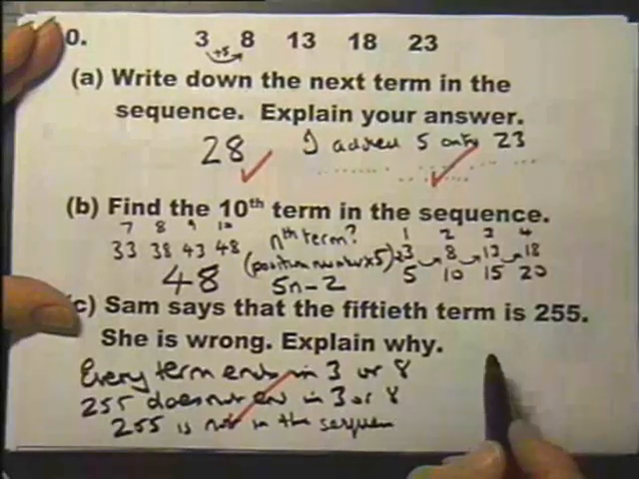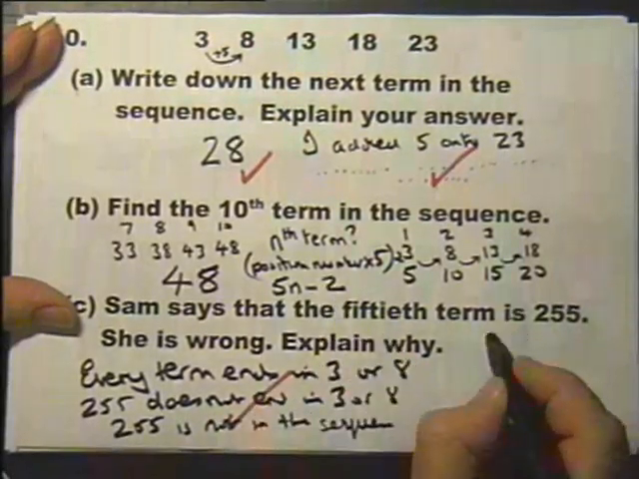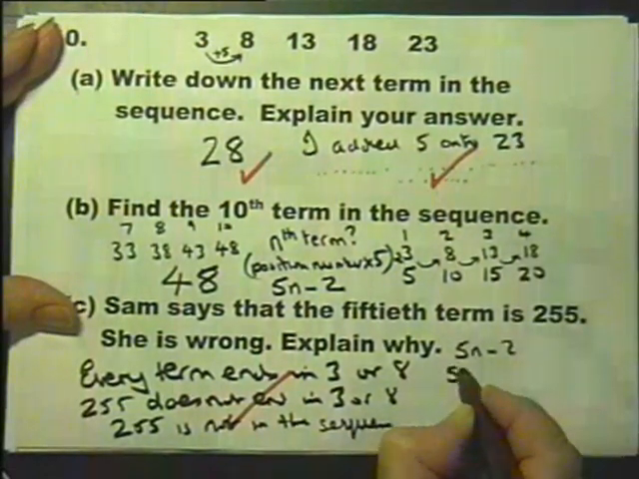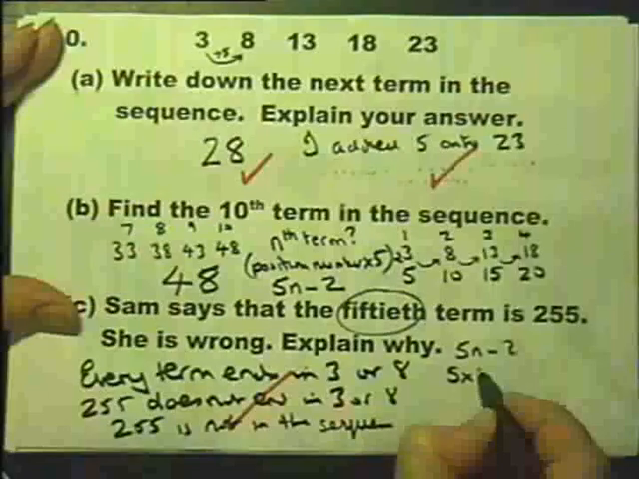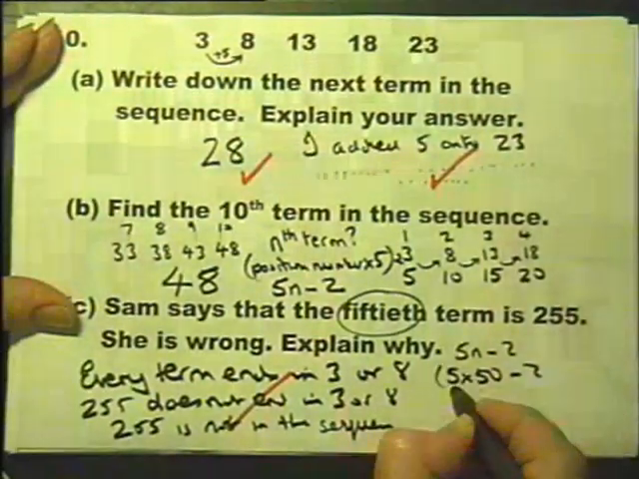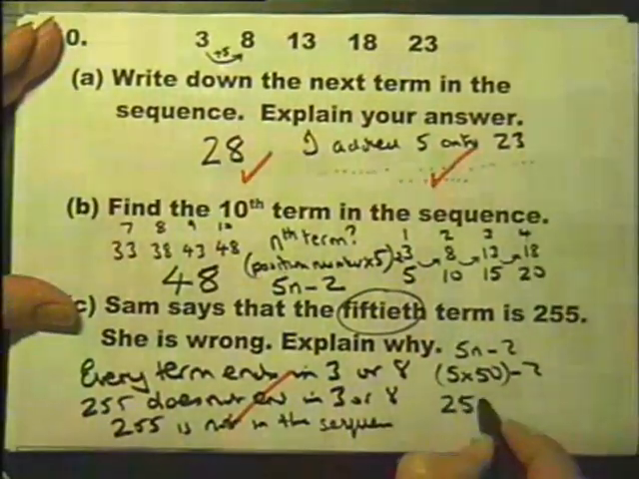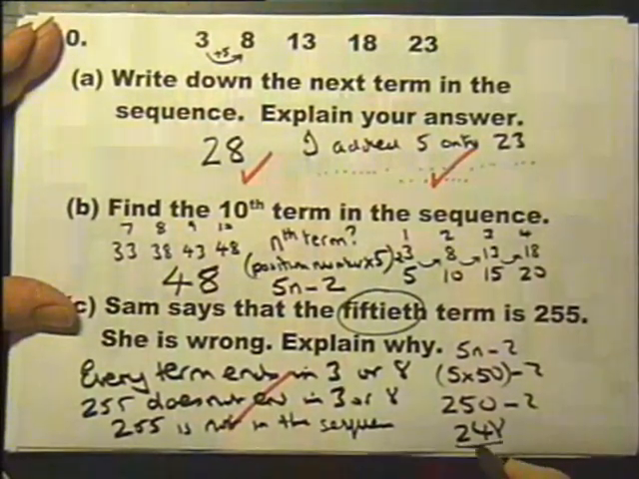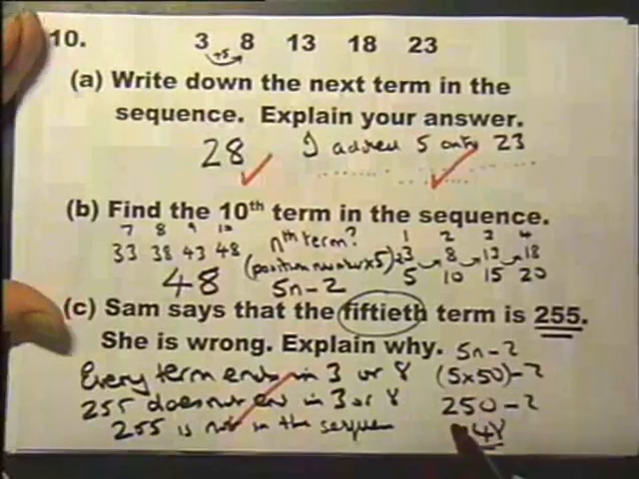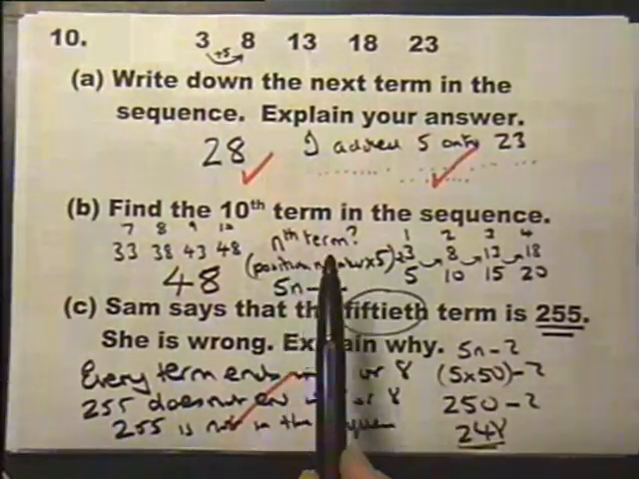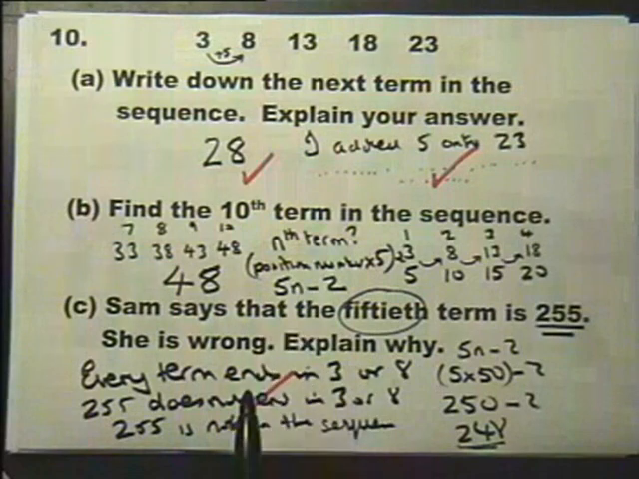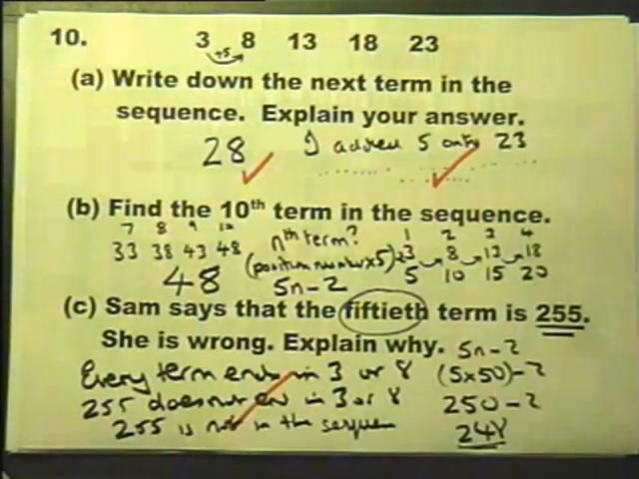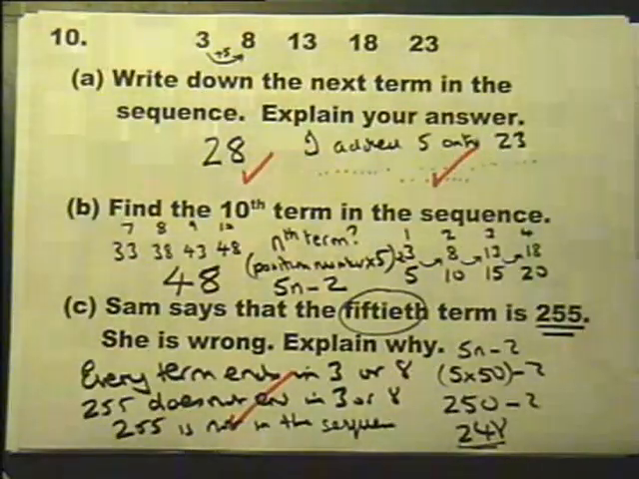However, because I've found the nth term, I could work out that 5 times 50 subtract 2 is 5 times 50, that's 250, subtract 2, that's 248. So I could actually work it out and say that it's different. So this question could be answered 2 different ways there and 2 different ways here. You won't get marks for each of them.